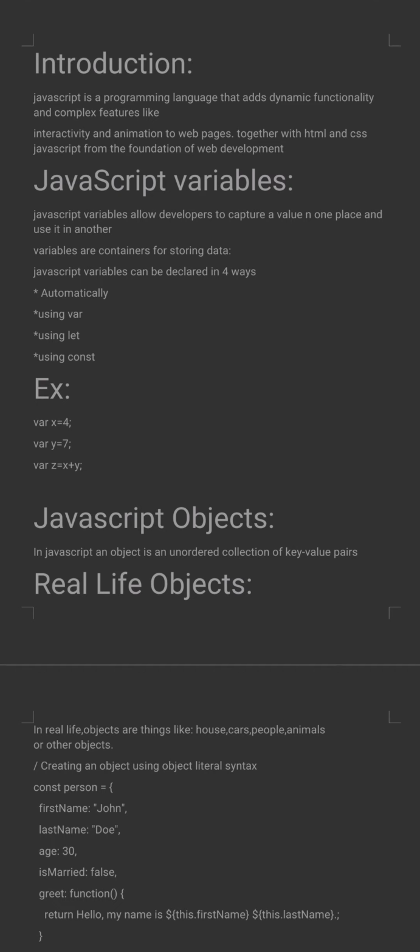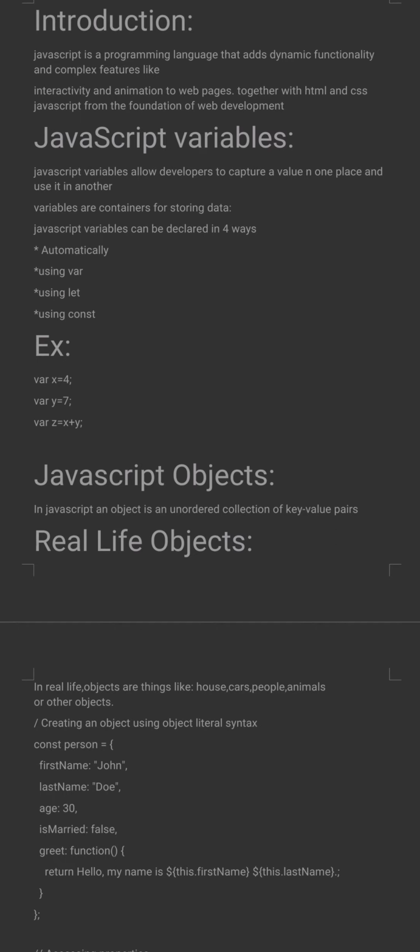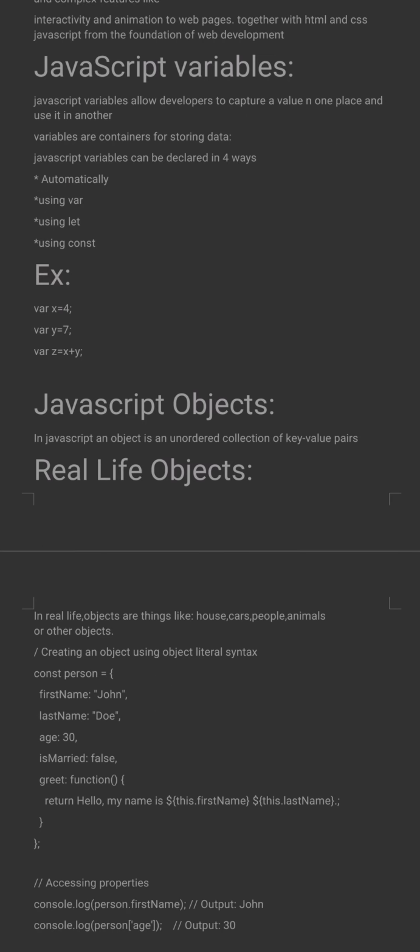So here we can see the example like var x = 4. We can also write it as let x = 4, also const x = 4. We have a slight difference between these three, but we can declare the JavaScript variables in a total of 4 ways.